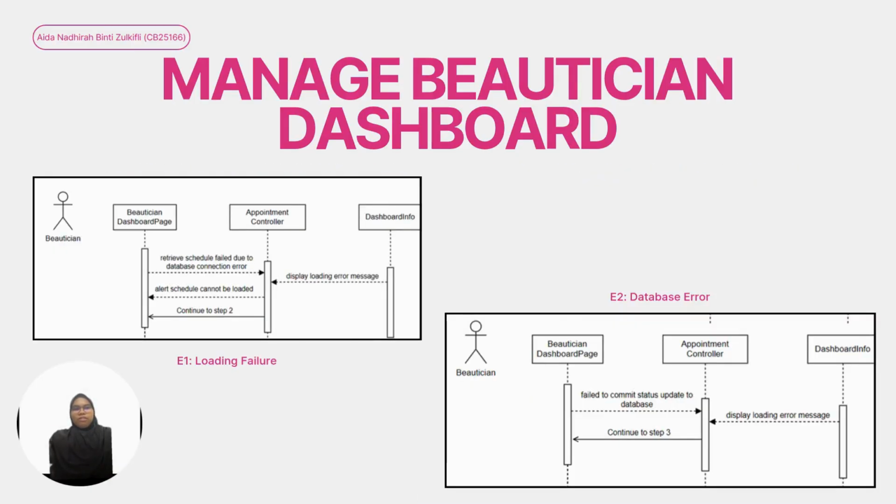Finally, this slide addresses the system exceptions for the beautician dashboard. Exception flow 1 on the left handles loading failures. If the controller encounters a database connection error during the initial data retrieval, it will immediately alert the interface that the dashboard cannot be loaded. Exception flow 2 on the right side handles transaction errors. If the beautician attempts to update an appointment status, but the system fails to commit that update to the database, the controller triggers an error message to inform the user that the action was not saved.